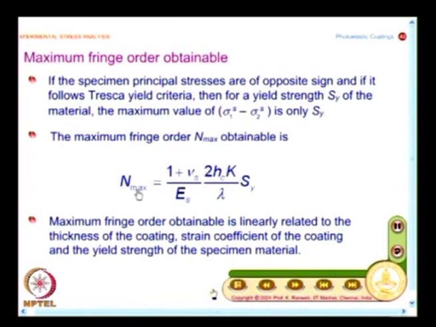So, you have the maximum fringe order obtainable as a function of the Poisson ratio of the material, the Young's modulus of the material, and also the yield strength of the material. So, what you find is if I am working on high strength alloys, I can have very high fringe orders. With low strength alloys, the maximum fringe order obtainable is smaller, and most of your aerospace and nuclear applications use high strength alloys. So, you will have reasonable fringe orders seen in those structures.